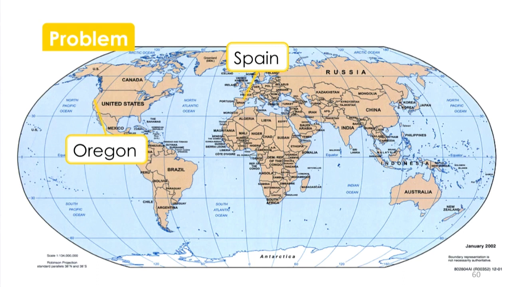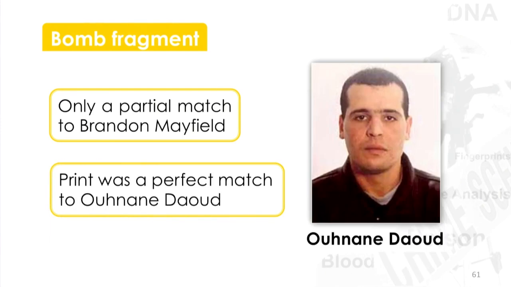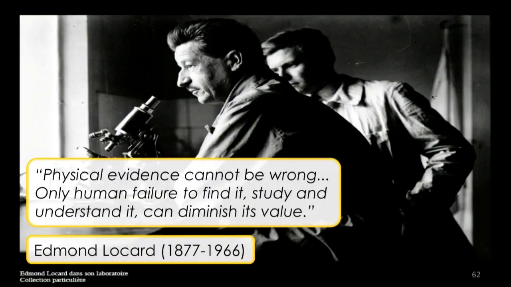But how did his fingerprint get on the bomb? And the answer is, it didn't. It was only a partial match. It wasn't a perfect match. The Spanish discovered that the fingerprint on the bomb was a perfect match to a man called Ouhnane Daoud. And he is their chief suspect in this case. So this case of Brandon Mayfield and the fingerprint reminds us of what Edmond Locard said, that physical evidence cannot be wrong. Only human failure can diminish its value.